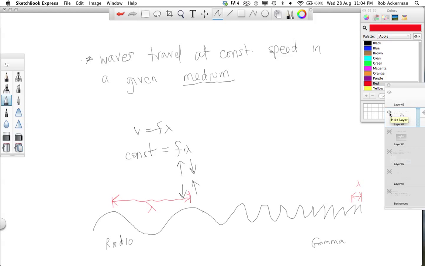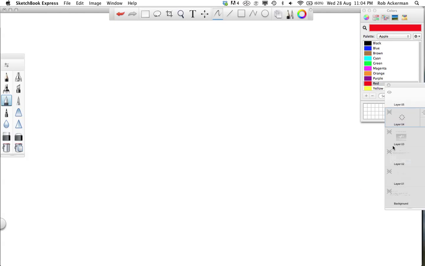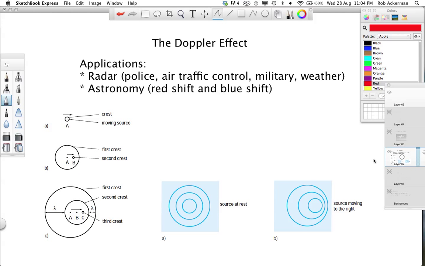Something else that gets even more interesting is another consequence of the fact that waves travel at a constant speed in a given medium. If you take a look in your book, you will find a couple of diagrams in this section. I want to give credit where credit is due: these diagrams are from the textbook Physics 11 by Addison Wesley. That's where I'm taking these two from.